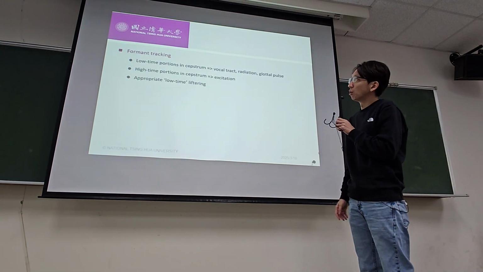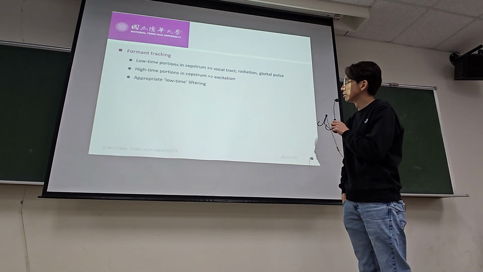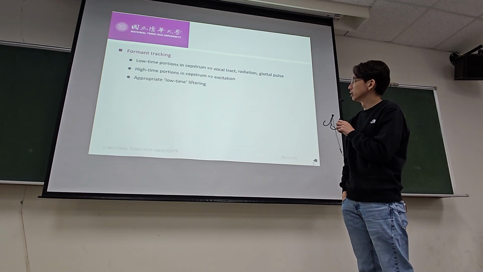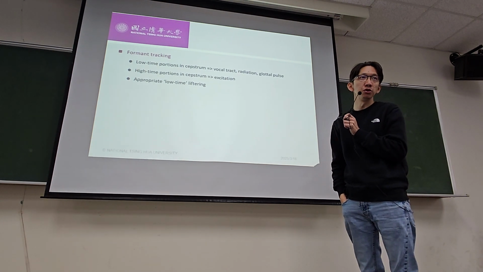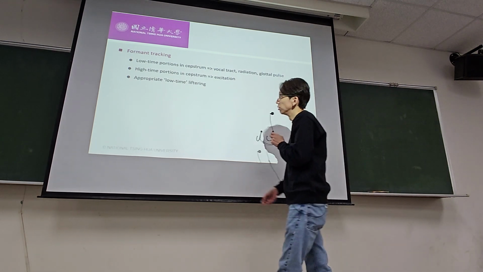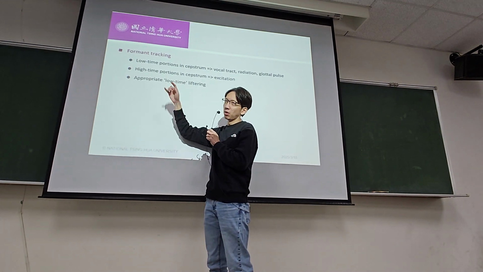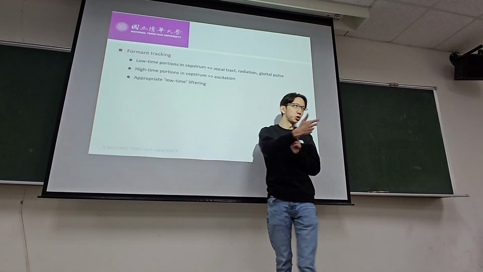The low time portion, or low quefrency portion, of the cepstrum is related to vocal tract radiation, while the high time portion, or high quefrency portion, of the cepstrum is usually the excitation. What you need to do is design some low time or low quefrency lifter. You want to lift it out, and then that becomes a smooth spectrum.